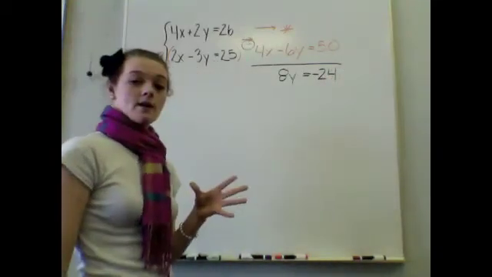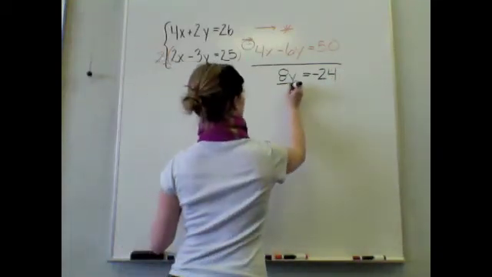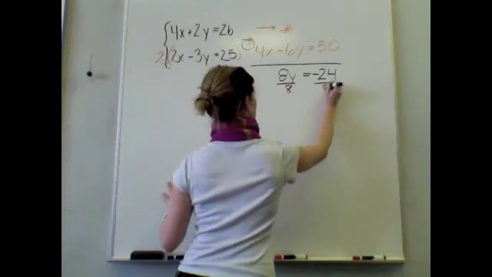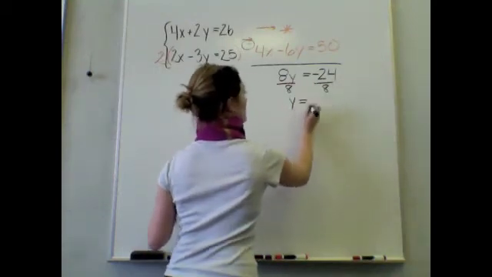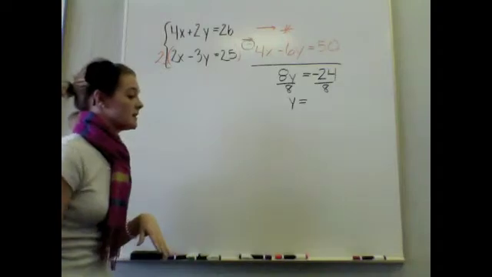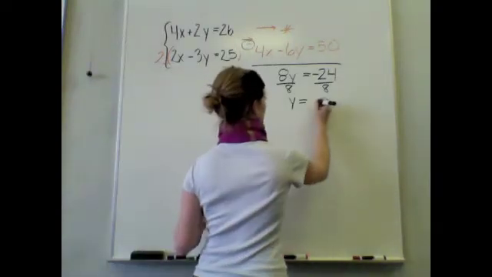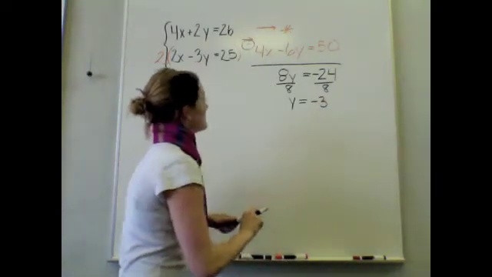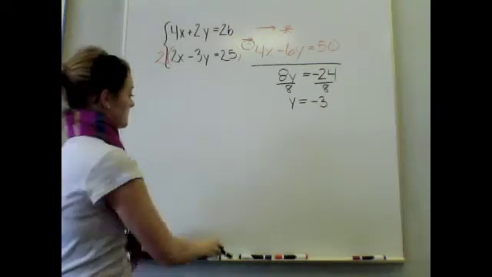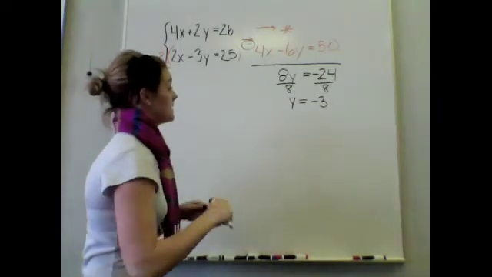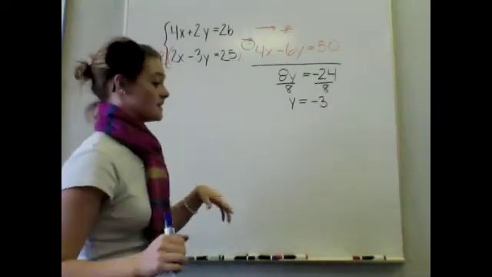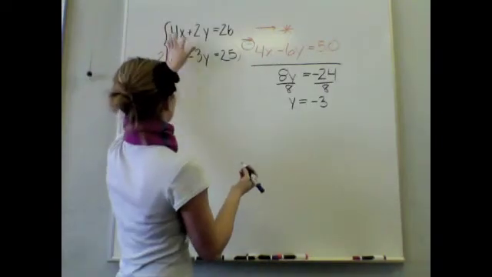Okay, so now all I've got to do is divide everything by 8, so that y is equal to negative 24 divided by 8, or y is negative 3. Now once again, that's only part of our solution because we also have to solve for x. So I'm going to take my value for y and plug it back into one of my equations. So let's take the first one.